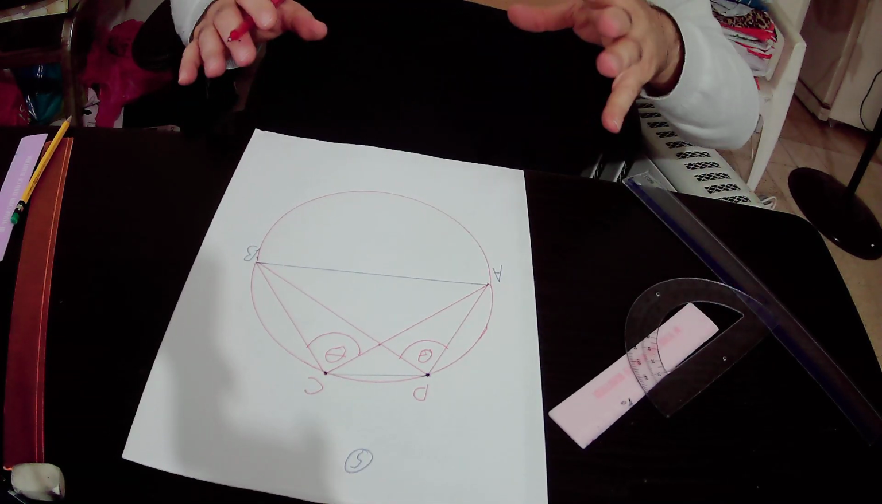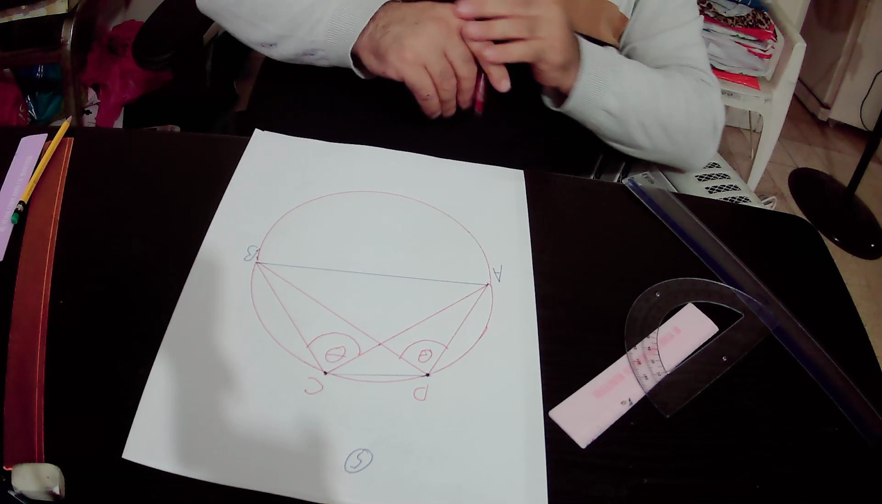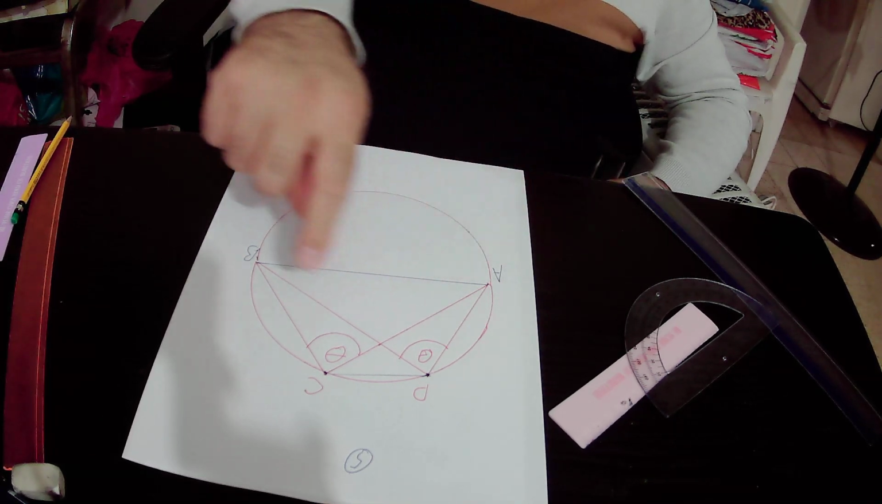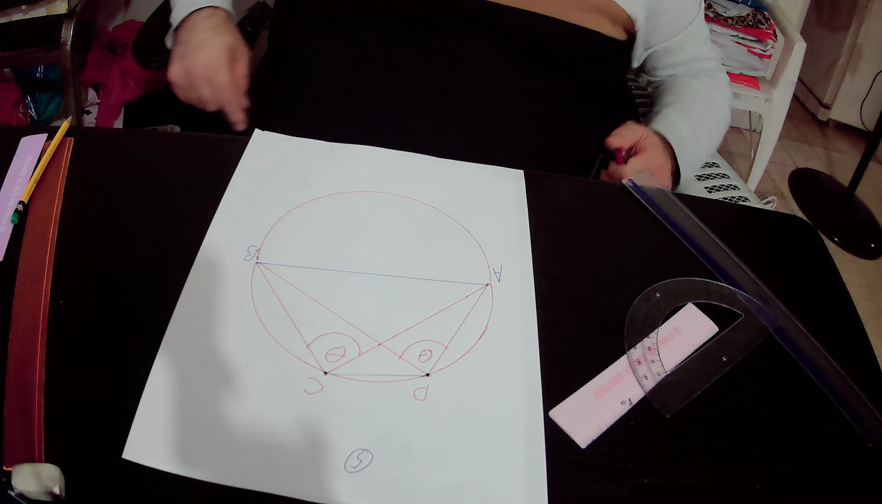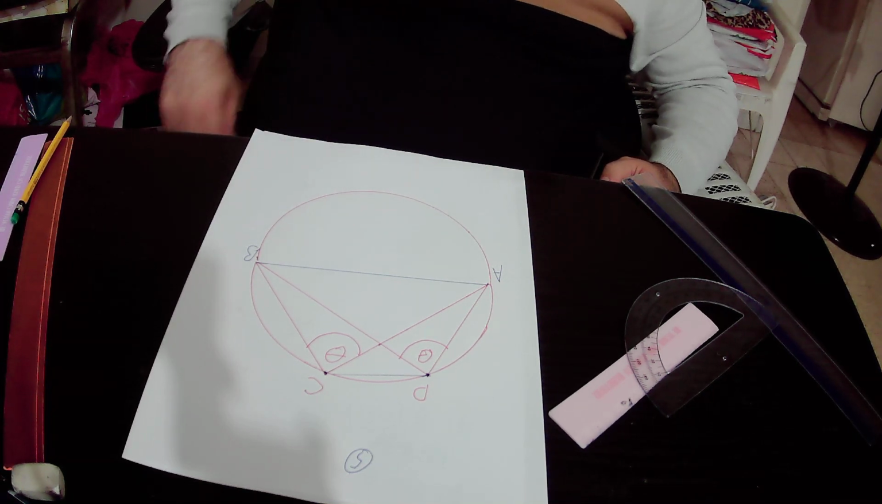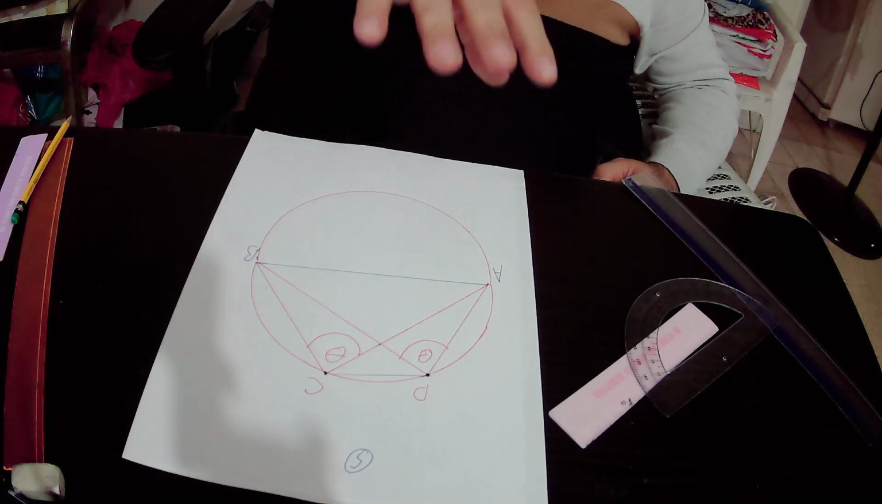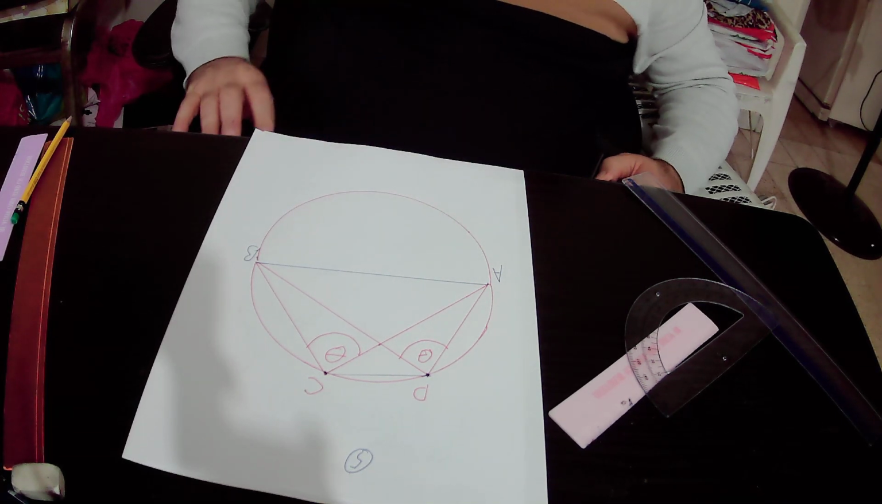So as you can see from the drawing, quadrilateral ABCD is inscribed by this red circle, and the 4 points A, B, C, and D lie on this red circle.